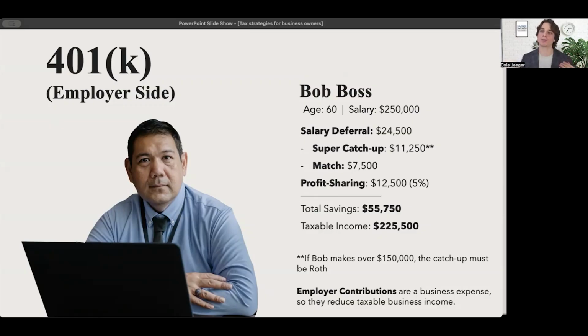Bob has also given himself additional savings with his profit sharing and his other match. So he's saving $55,000 a year, and his taxable income is down by that salary deferral amount.